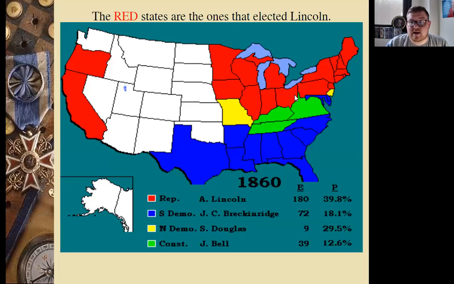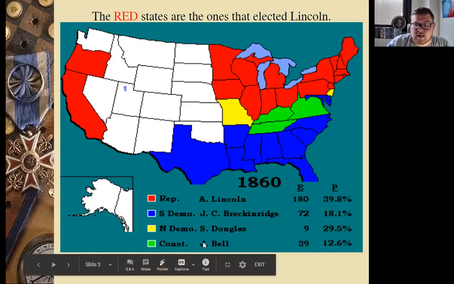So these are the states. The red states are the ones that voted for Lincoln. The blue states are the ones that voted for John C. Breckinridge, who was the vice president of the United States at the time of the election under James Buchanan. The yellow states voted for Stephen Douglas, and the green states voted for John Bell.